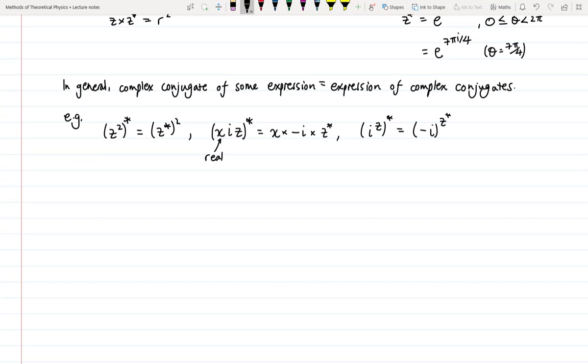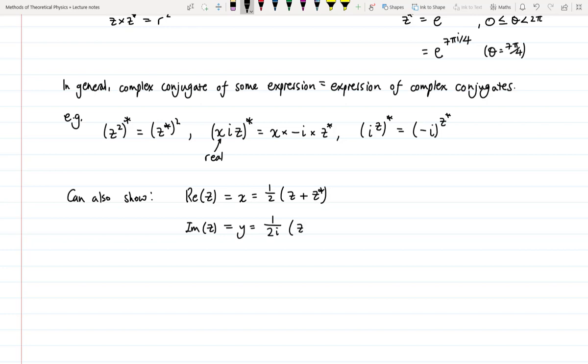Armed with the complex conjugate, we can also show that the real part of z, in other words x, is given by a half lots of z plus z star. And similarly, the imaginary part of z, in other words y, is given by 1 over 2i lots of z minus z star.